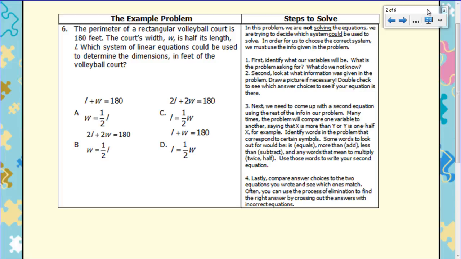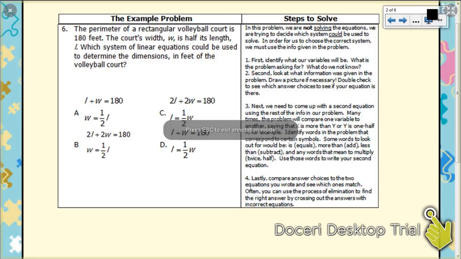So we're going to go through our steps real quick of what we need to do. First of all, we're not solving. It doesn't say find the answer. It just says which system could be used. So we're just looking for the equations that could be used. First we've got to figure out what our variables are going to be. What is the problem asking for? Well, the problem is asking for the dimensions in feet of the volleyball court.